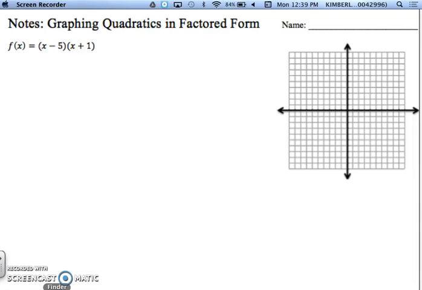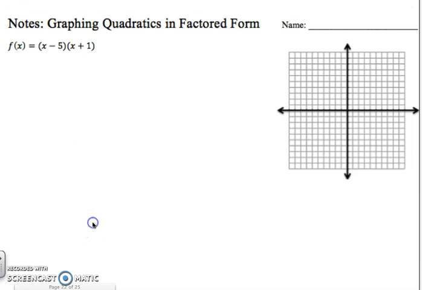In this video, you're going to learn how to graph a quadratic in factored form. Factored form looks like this, like how we factored quadratics before. So you're going to have parentheses with an x and a number in here, and an x and a number in here. Okay. So the first thing you can do is you can find the x-intercepts.